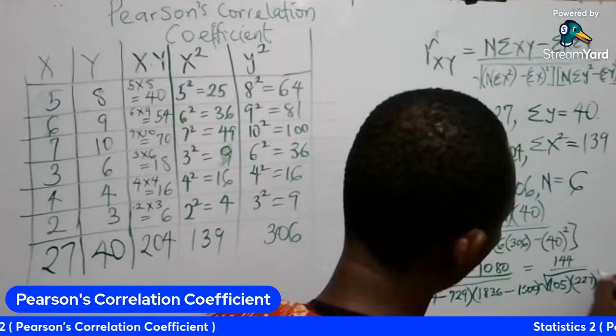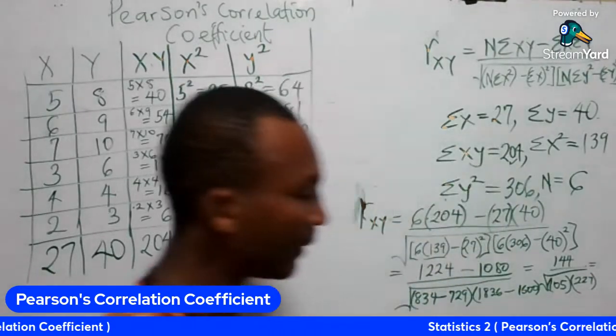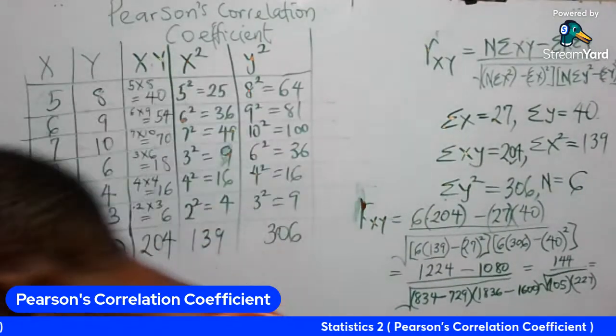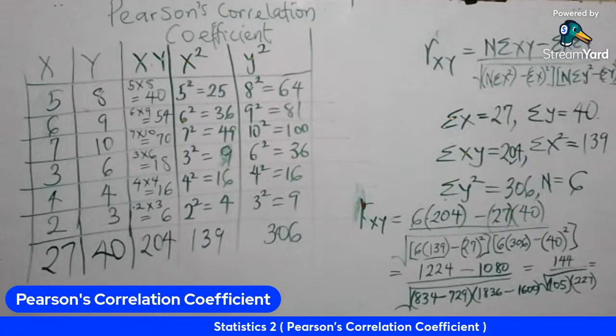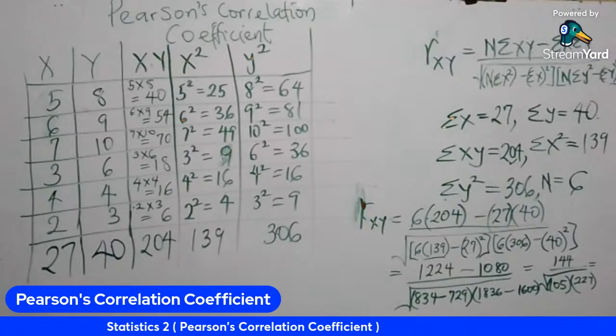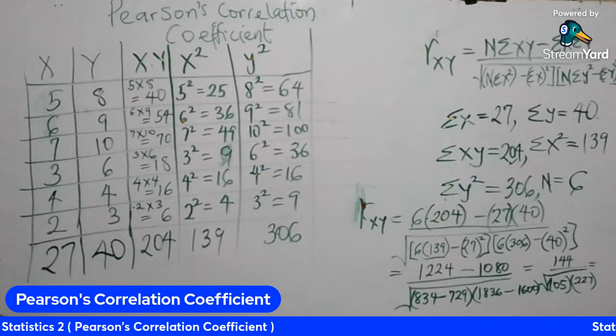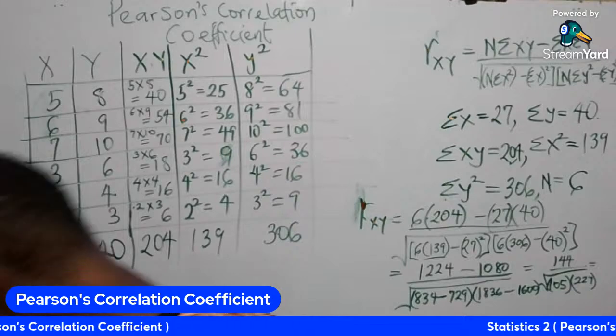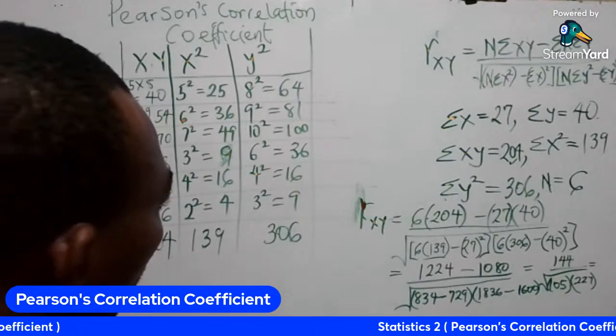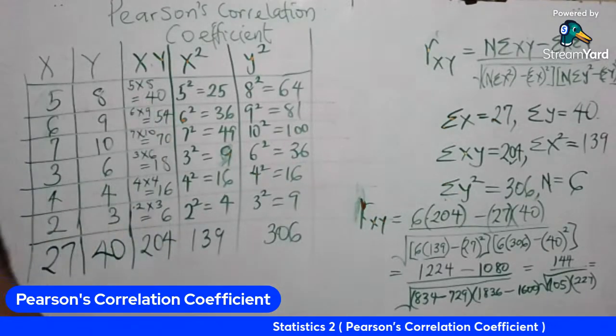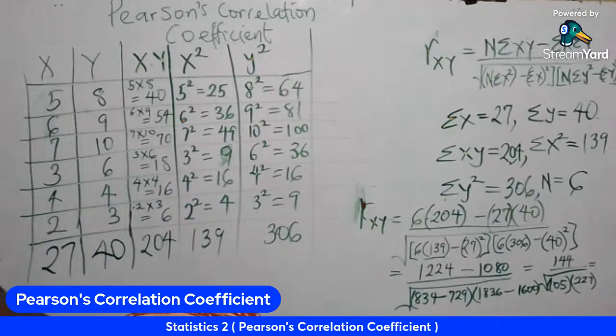And that will give me 236. Can you confirm that from your own end? Can you confirm that? Okay. So if you are working with me, you can confirm that.